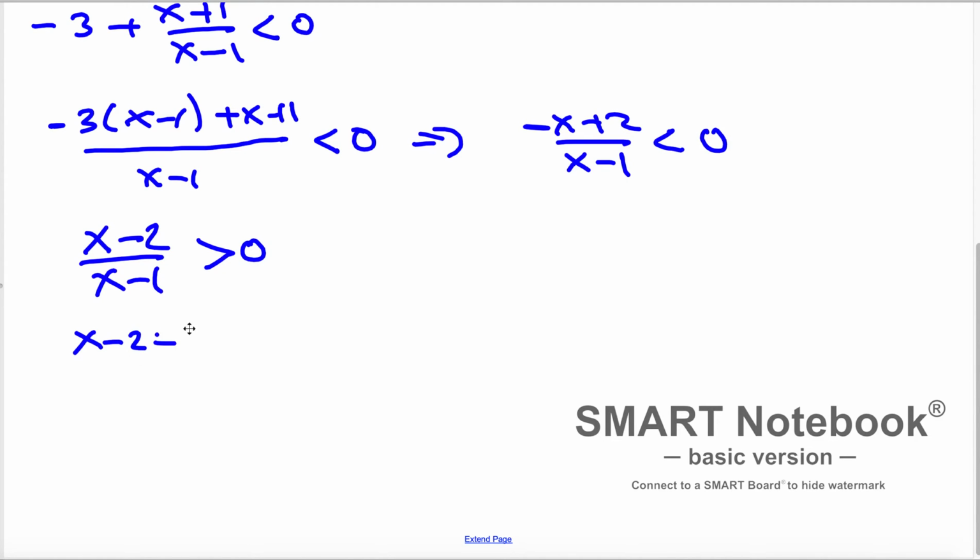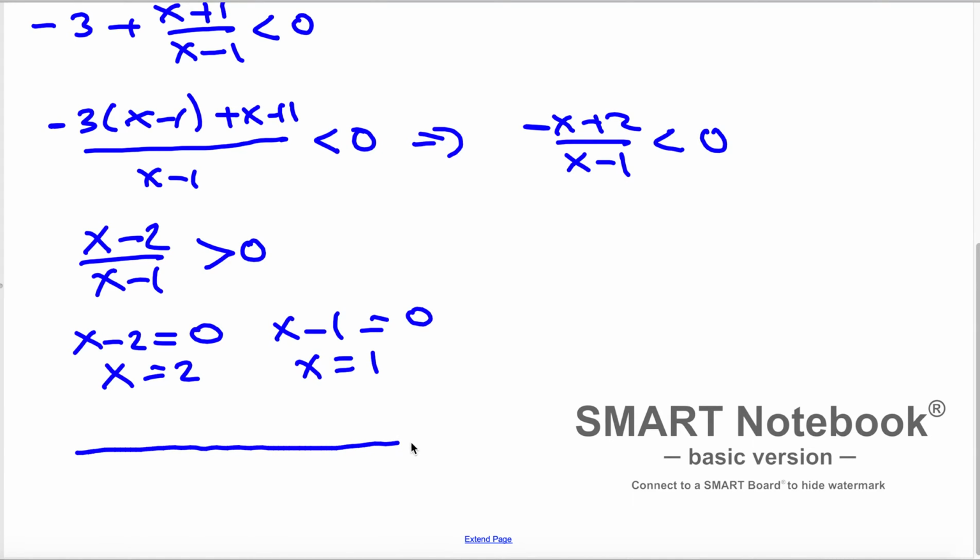And now in this scenario, we can take the critical points. x minus 2 is equal to 0, so the critical point is x equals 2. And we take x minus 1, equate it with 0, and we find the other critical point, which is equal to 1 when we solve it. And now we are going to look at how this inequality looks on the number line. The critical points are 1 and 2.